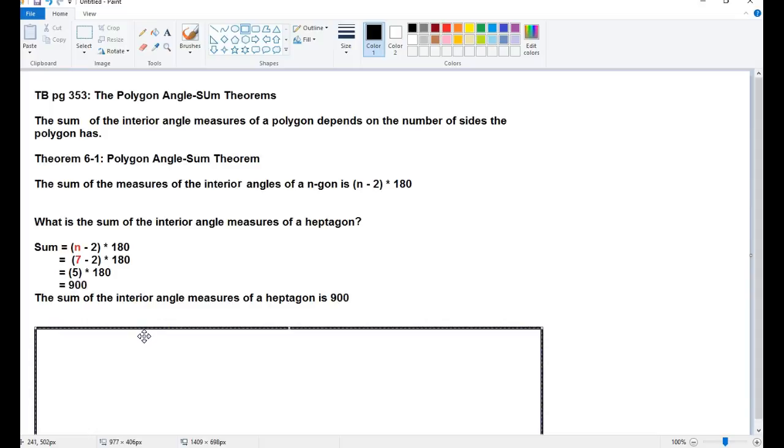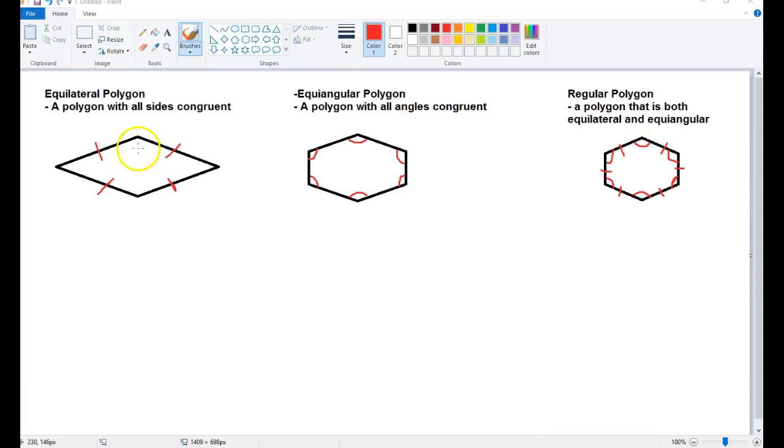Now we're going to go on into determining what kind of polygons we have. And there are 3 different types. Okay, so these are the 3 main types of different polygons that we can have. Remember what a polygon is? A polygon is going to be any shape that you can think of except for a circle.